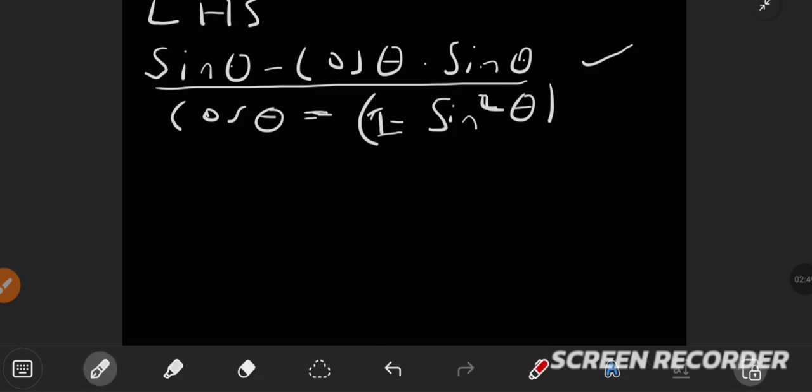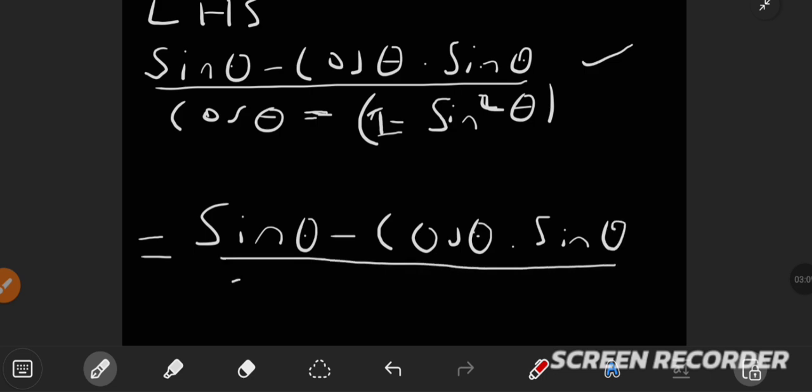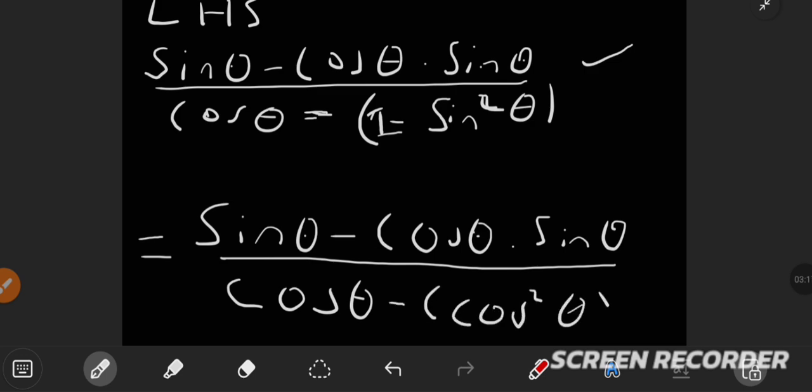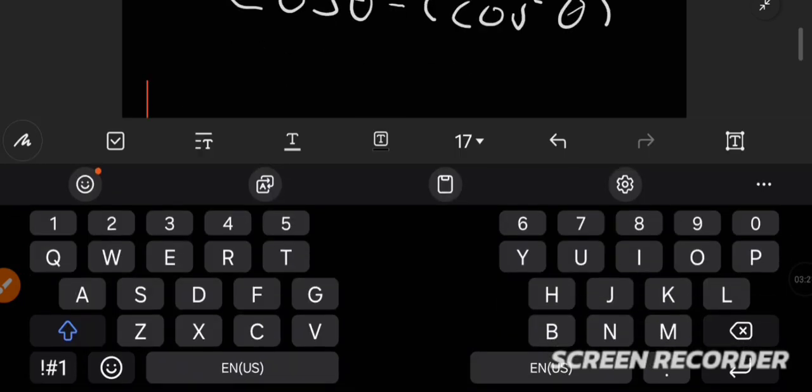Okay, let's change that. So this is equal to sine squared theta minus, this is negative, not minus, negative cos theta, sorry about that, negative cos theta times sine theta, over cos theta minus, and we're going to change this to cos squared theta. Okay, and then we're also going to do the same here.